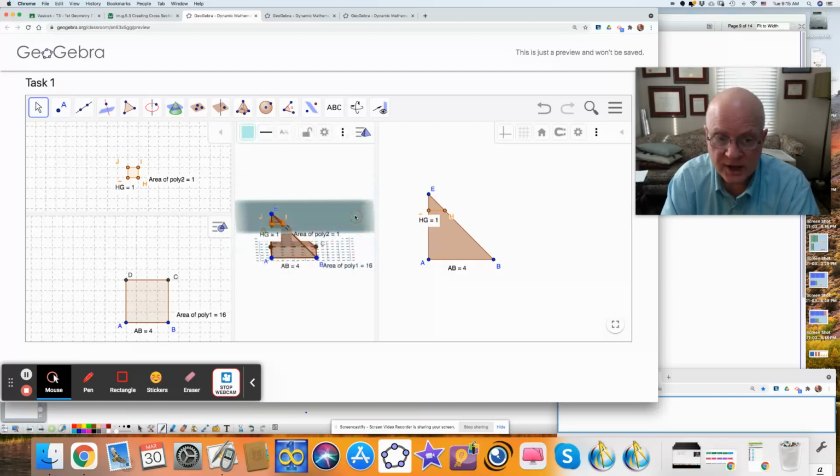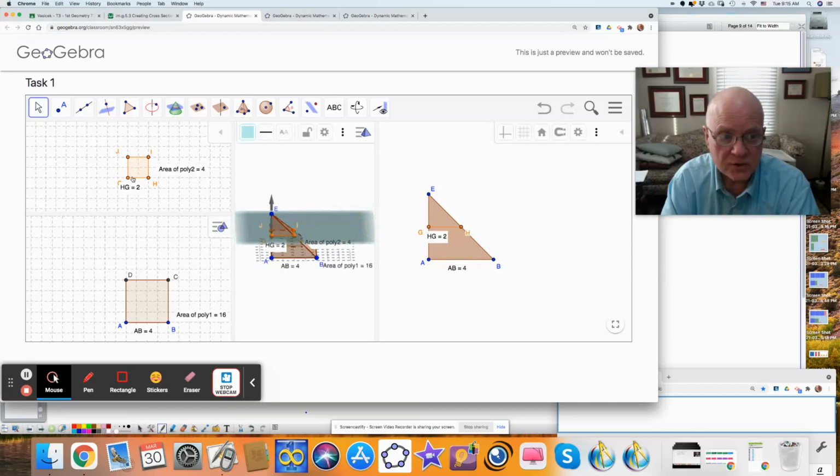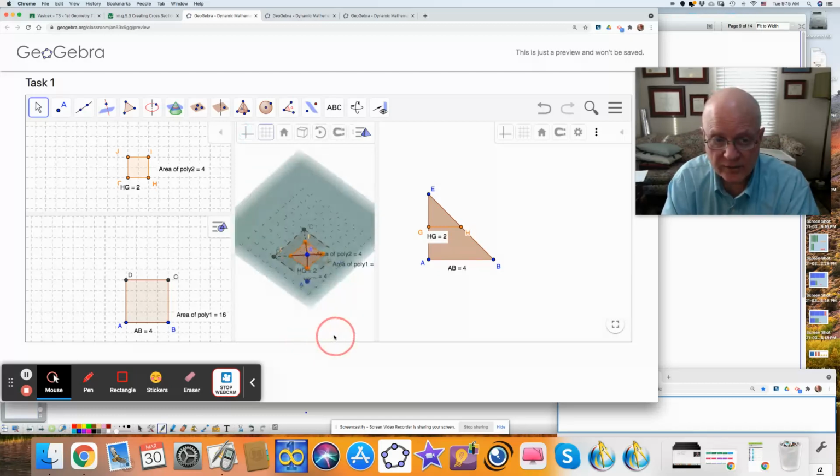What if we move this down? You can take this and you can drag it. I can move it down. You see how this is now 2. This is 4. So my scale factor is 1/2. I've scaled it down by 1/2.